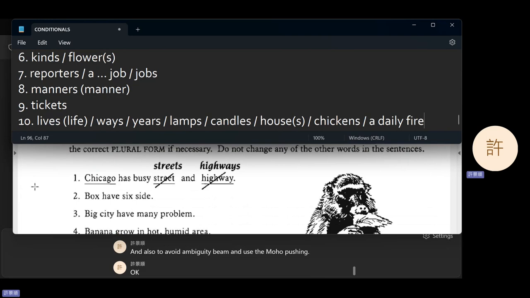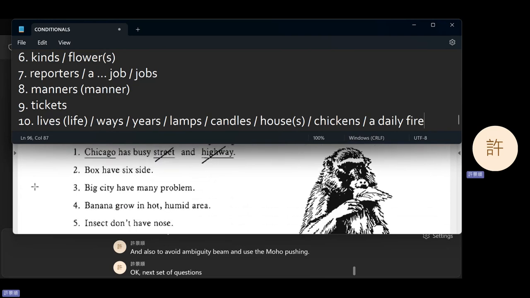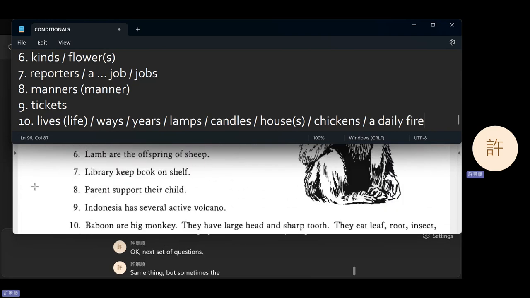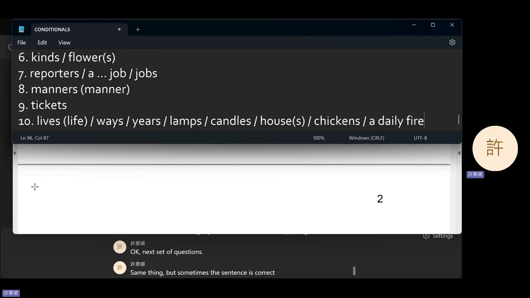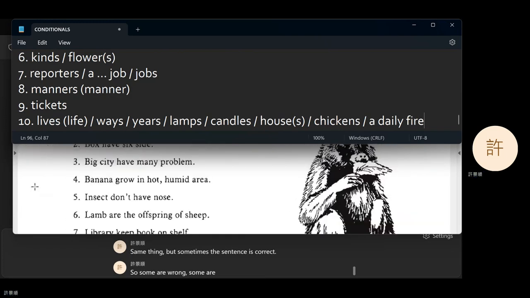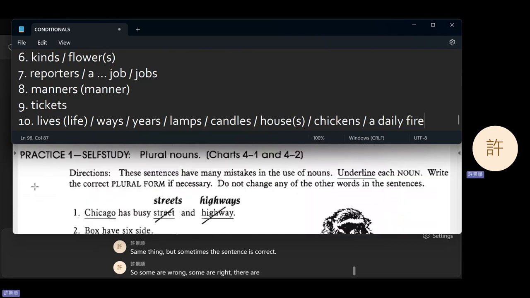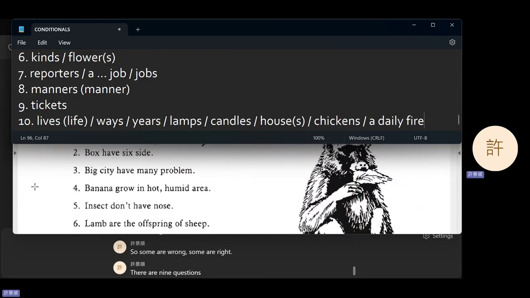Okay, next set of questions, same thing, but sometimes the sentence is correct. So some are wrong, some are right. There are 9 questions. I'll give you another 3 minutes.